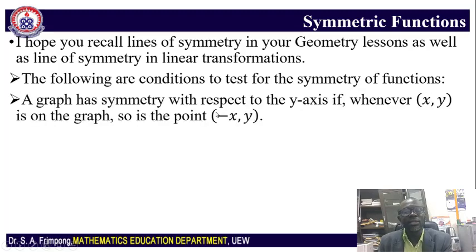One, a graph has symmetry with respect to the y-axis if whenever (x, y) is on the graph, so is the point (-x, y). In other words, a reflection on the line, the y-axis, (x, y) becomes (-x, y).